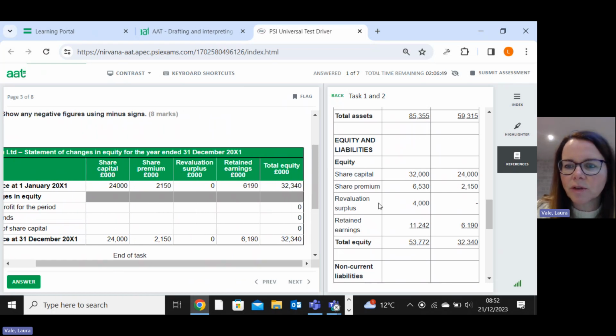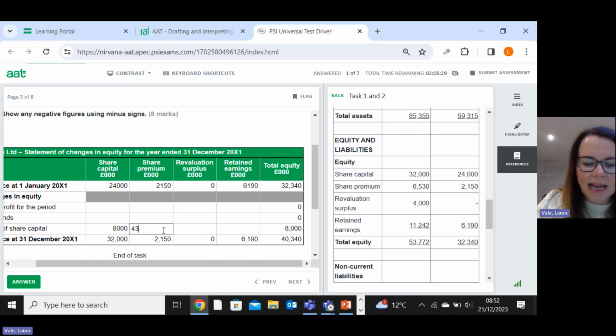So my share capital has got to go from 24 to 32. So in the share issue box, that's a difference of 8,000. Can check it works. Here I've got to go from 2,150 to 6,530. We obviously sold the shares at a considerable premium. So check that then works. It's in the share capital row.